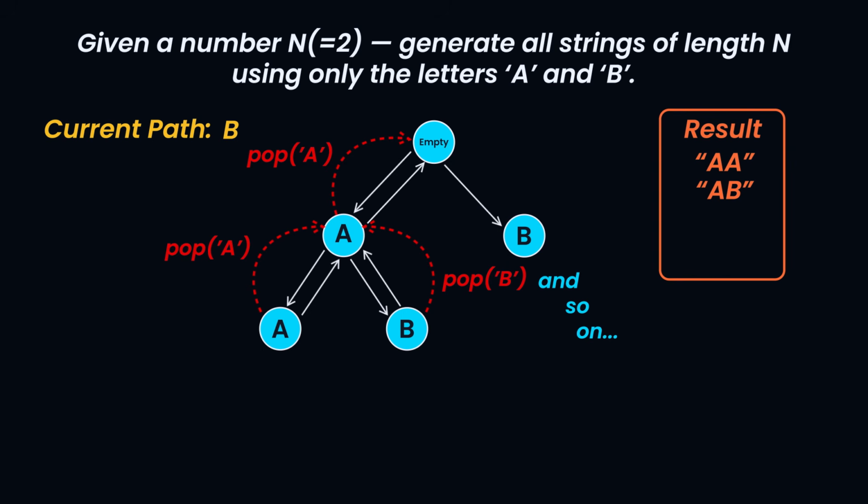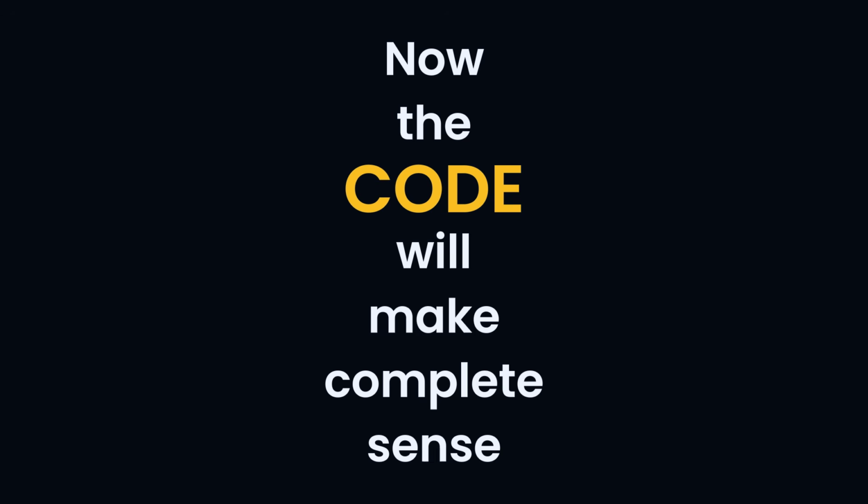Without it, you'd keep going forward forever. You'd never explore a different branch. The entire tree would be invisible and unreachable. Path.pop is not cleanup, it's the mechanism. It's what puts you back at the previous state so you can try something different. Now the code will make complete sense.